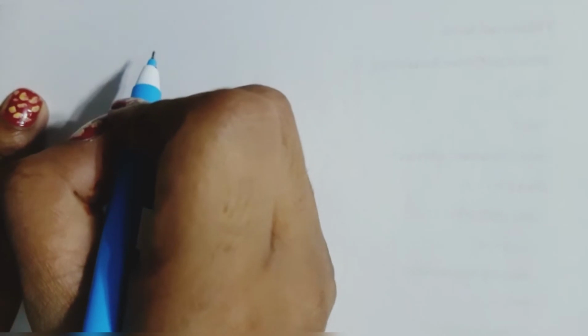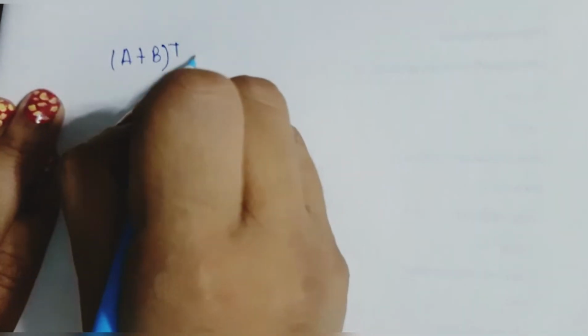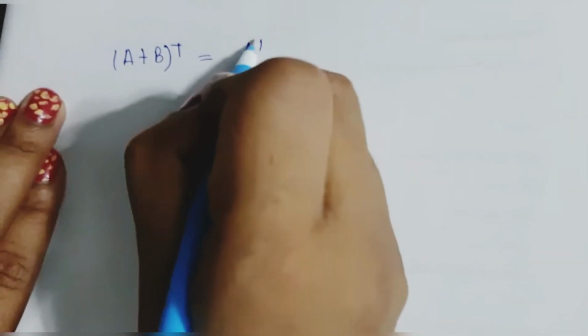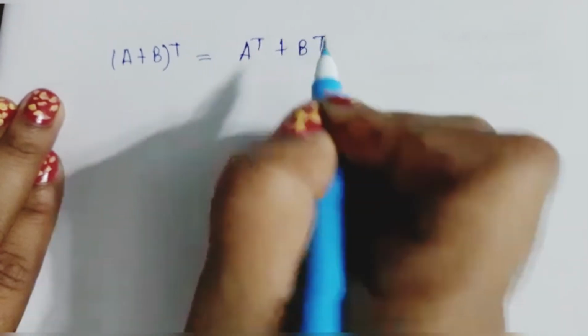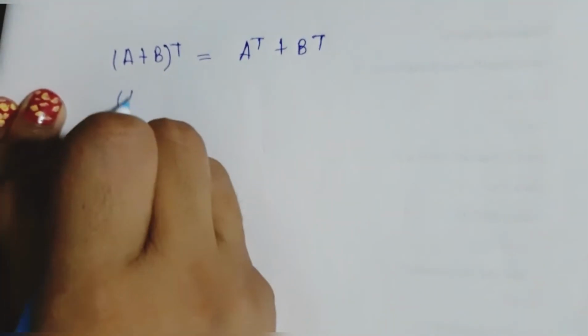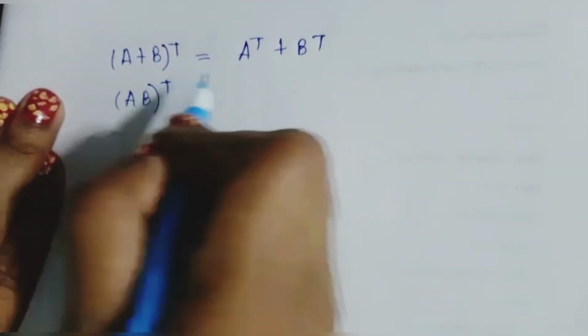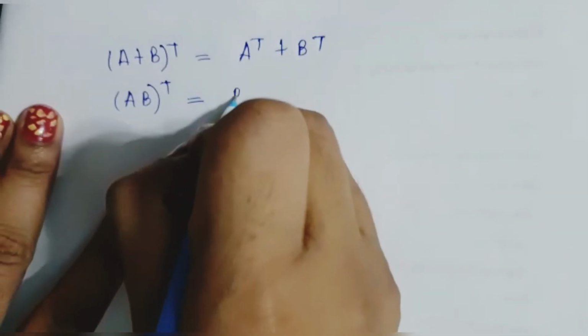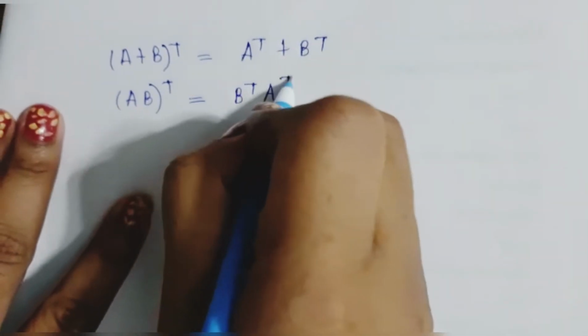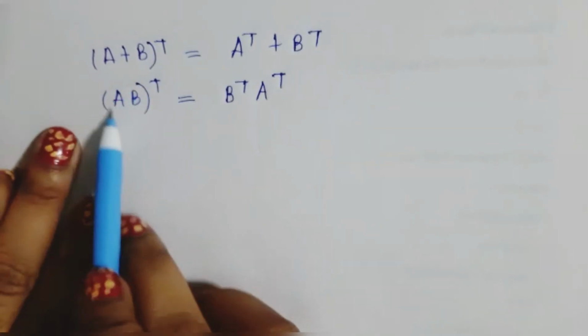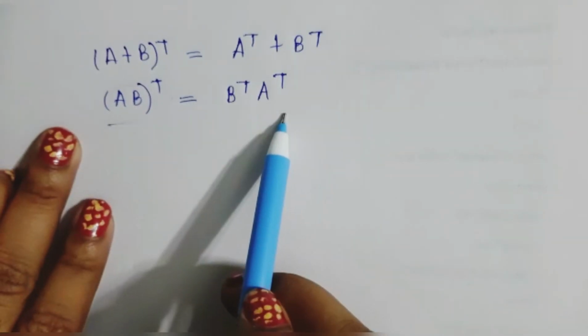You also have to remember that for the second property, when you have (A plus B) transpose, this will be normal, AT plus BT. Okay, now when you take (AB) transpose, this is going to be BT AT. Okay, this is one of the properties.